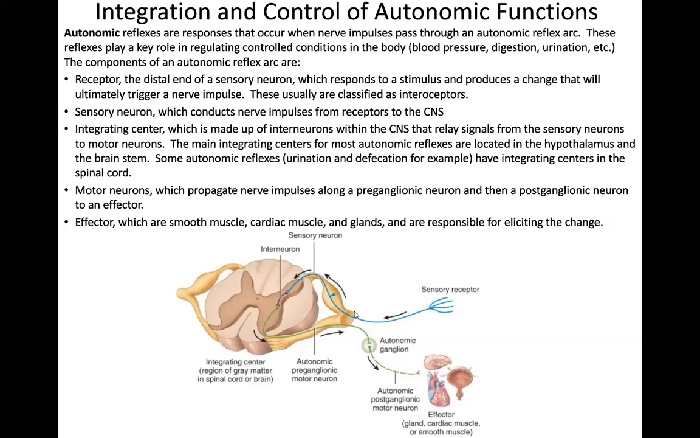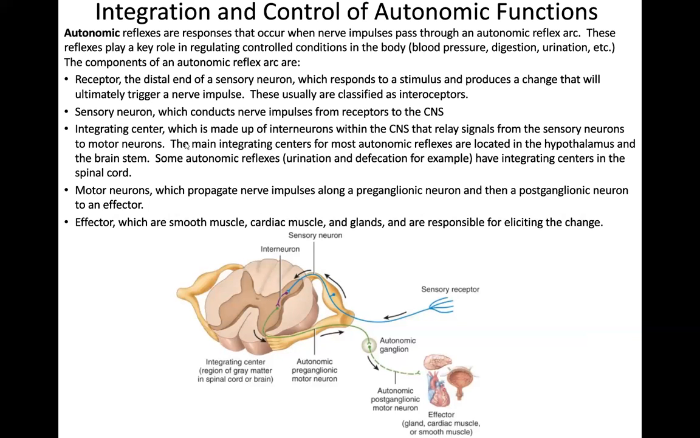They become active, which results in an action potential or nerve impulses traveling into the CNS via sensory neurons, where synapsing occurs in the gray matter, which acts as the integrating center. The integrating center is the processing center made up of interneurons within the CNS that can relay those signals from the sensory neurons to motor neurons.